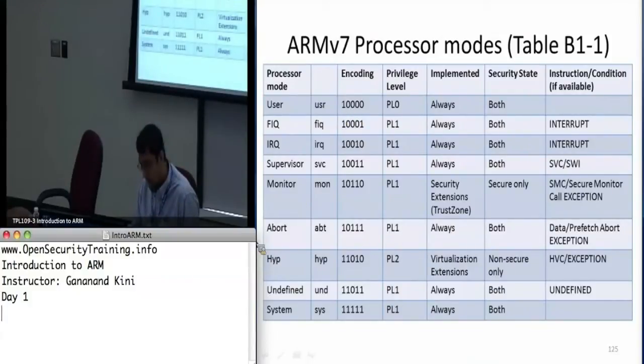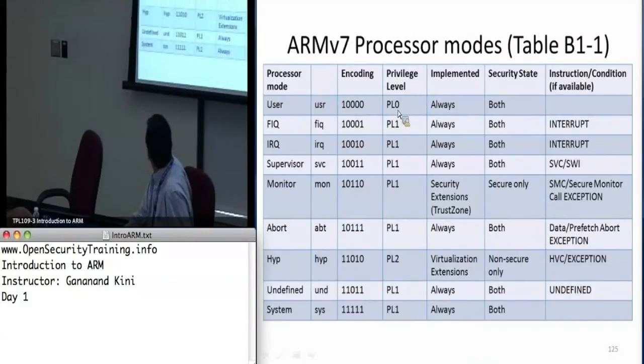The privilege level is actually opposite to what you would think of as rings in x86. The higher the number on the privilege level, the more privileged it is. So the hypervisor mode apparently has the highest privilege level, which is PL2. The monitor mode, which we'll talk about a little bit more, I touched on it briefly, is called TrustZone, where you have a separate area of memory that you can use. That's at privilege level 1, and it's actually at the same privilege level as the FIQ, IRQ, and supervisor modes. Only the user mode is PL0.